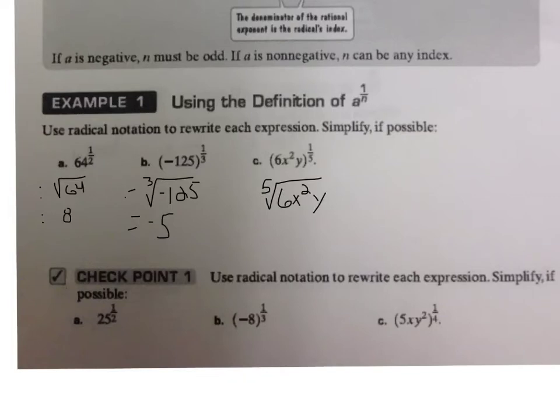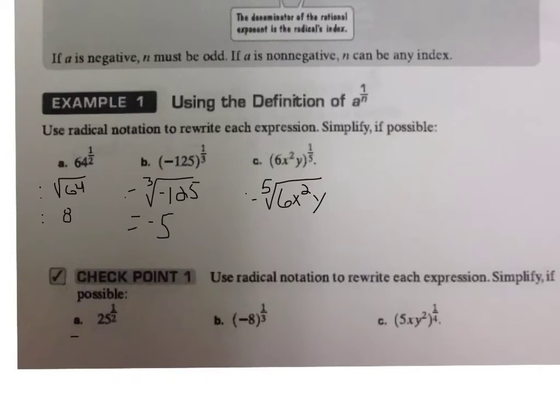Now there's no 5th root of 6. There's no way to take 5 out of an exponent of 2. We would need at least 5 to take a 5 out of that exponent, and the y doesn't have an exponent that's 5 or bigger either. So the only thing we can do is just leave it the way it is, so this one is done. Pause here, try your checkpoints. When you come back, I'll give you the answers.